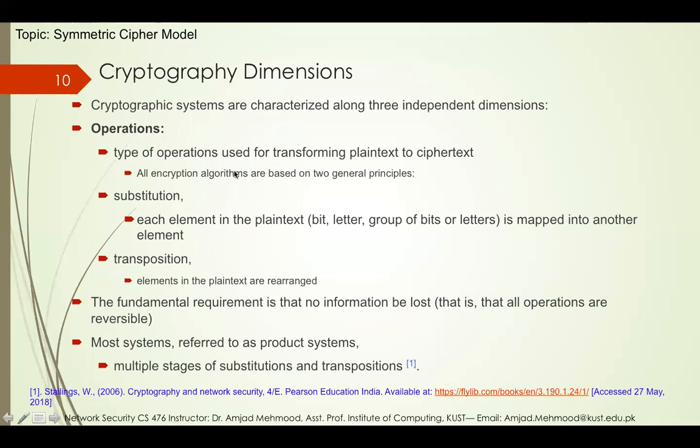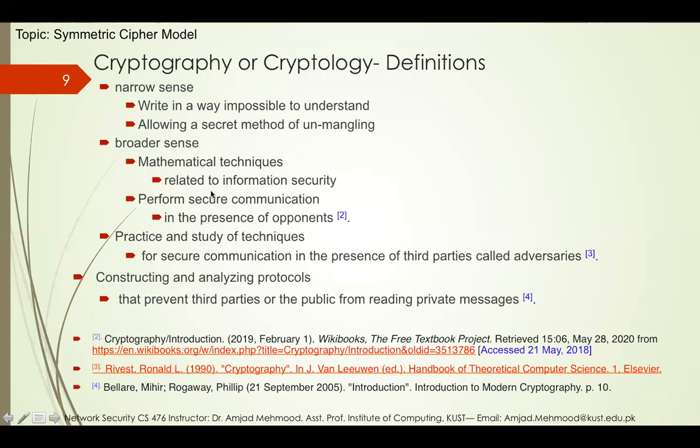Cryptography definition: I don't want to go into detail of the definition because I have explained it in my previous lecture, but abstractly I can define it as wanting to perform secure communication in the presence of adversaries or third parties. If adversaries, third parties, an opponent or a malicious user get that traffic or information, they will not be able to understand your communication.